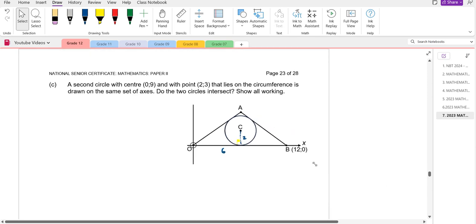A second circle with center (0, 9) will be somewhere around here, right? With point (2, 3) that lies on the circumference, it is drawn on the same set of axes. Do the circles intersect? So I need to look at circle C1.